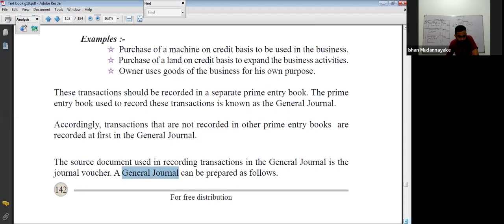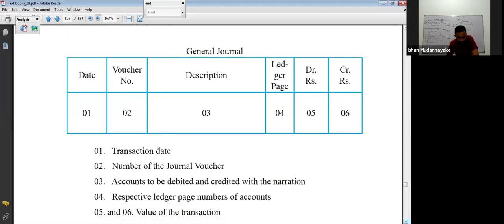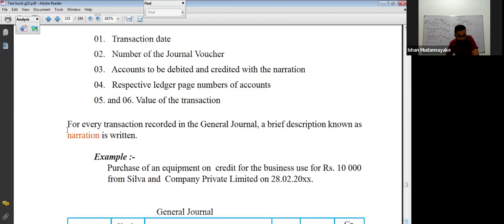Okay, right. Then I go to the next page: structure of the general journal, and this is the narration. For every transaction recorded in the general journal, a brief description known as narration is written. You need to write down that brief description, a small description, which is called narration.